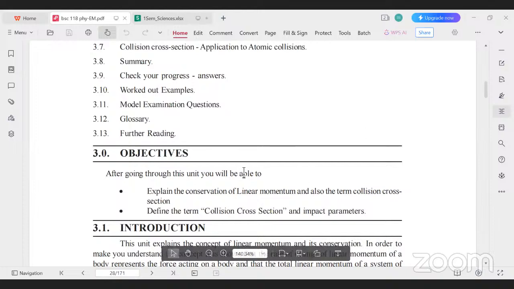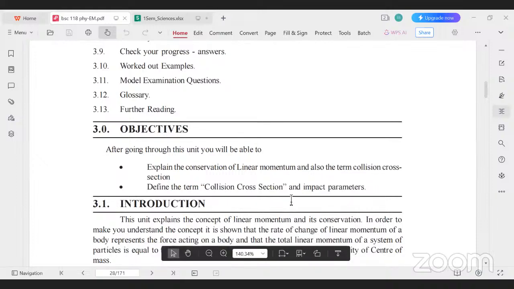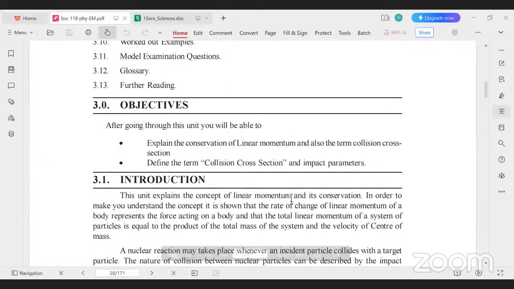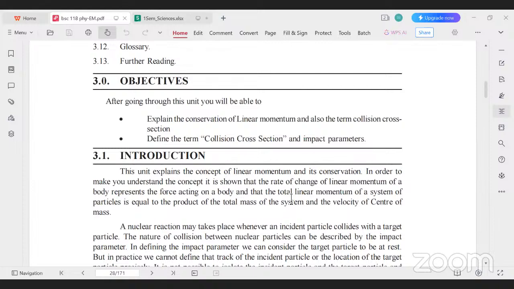Okay, so the introduction: what is it about? We are going to talk about the conservation of linear momentum and also the term collision cross section. We need to define the term collision cross section and discuss impact parameters. So let us see the introduction, as I told you, about linear momentum and its conservation.